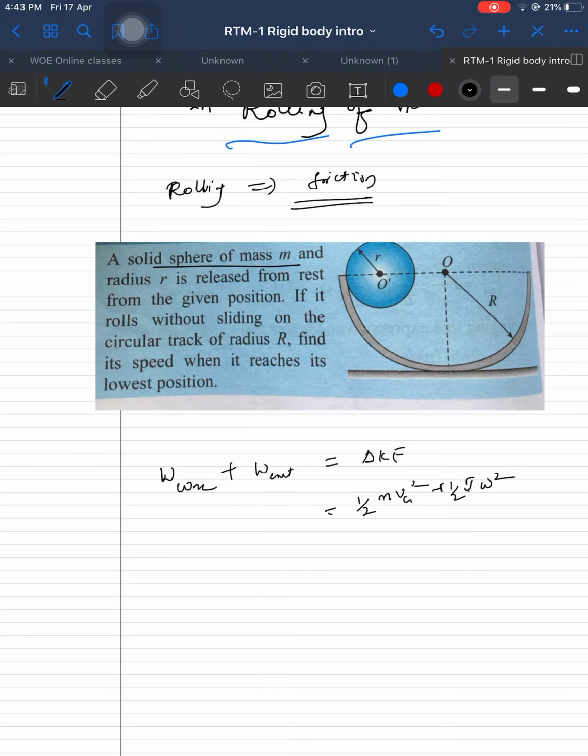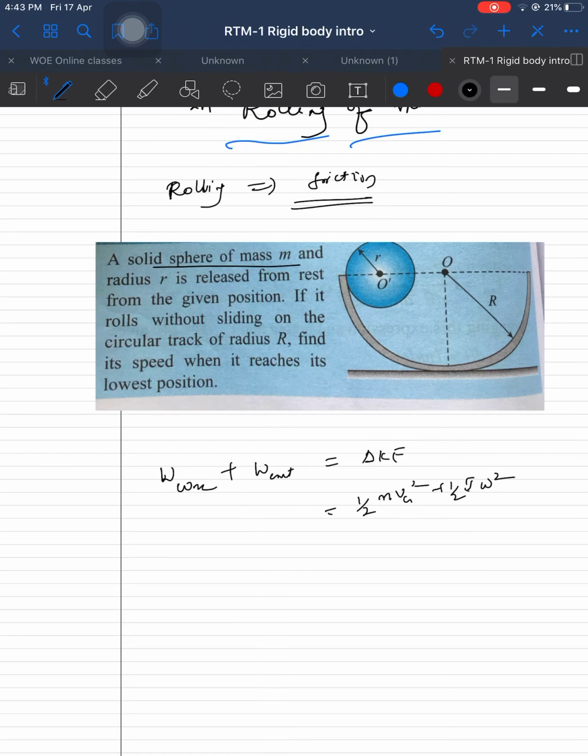Listen carefully. Gravitational force will act in this direction, right? What is the torque due to gravitational force about the center of mass? It is equal to 0. Okay, and work done by conservative friction is equal to 0. This is rotational work. Okay, rotational work is equal to 0.